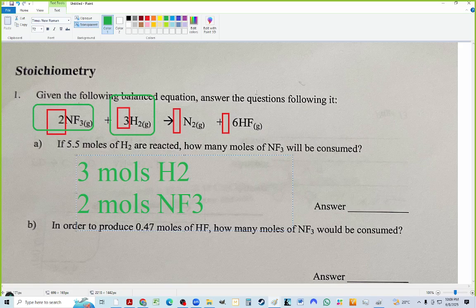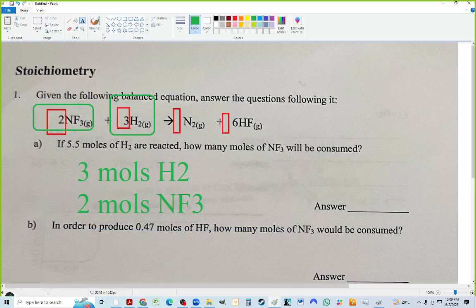And this is a fraction. It's a relationship. Whenever I have 3 moles of H2, I need 2 moles of NF3. It's very much what you were doing. It's identical, actually, but just work with me on this one. What's the only information they give us in this question? What's the only number they give us? 5.5. Of what, though? Moles of H2.